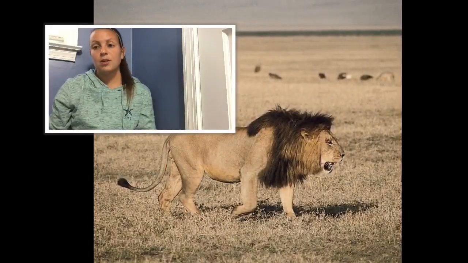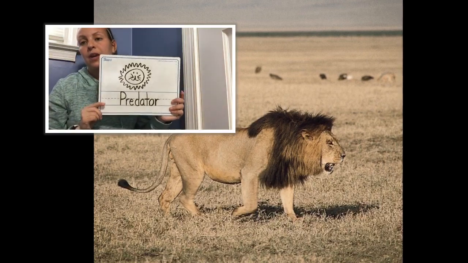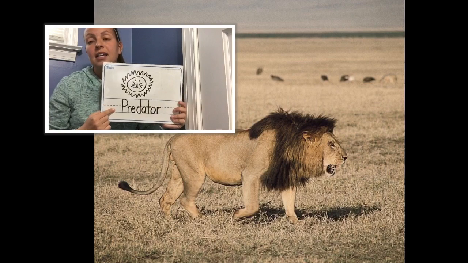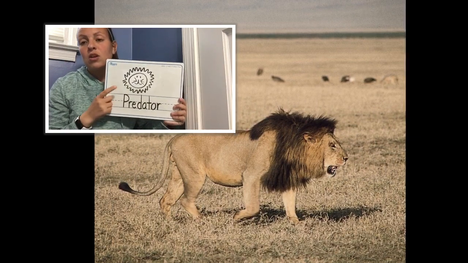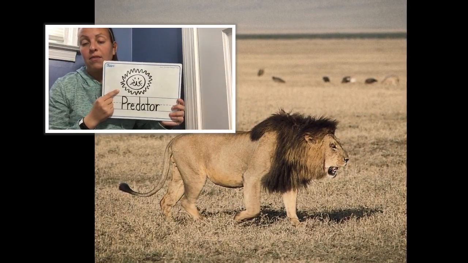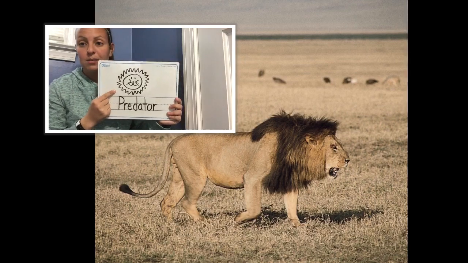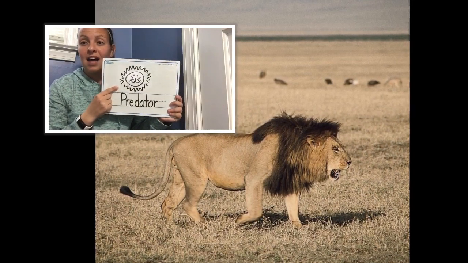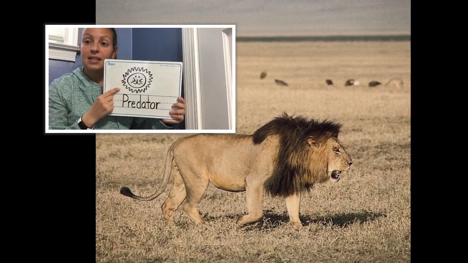The first word I'm going to show you is predator. And a predator is a kind of animal that eats other animals. So I drew a lion on top of the word because a lion is a predator. A lion eats other animals. Something that a lion likes to eat are zebras.